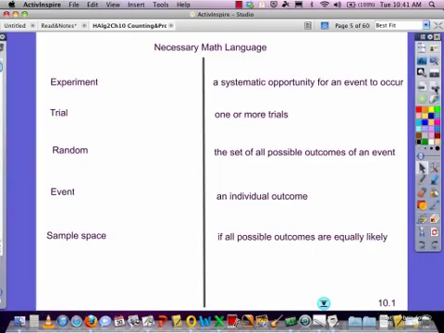Also, some other words. Typically, we like to call something an experiment. We like to call something else a trial. We can do it randomly. We have an event, and we have sample space. So again, some more words that you should be able to combine with their definitions based on your reading, and we will double check those in class.